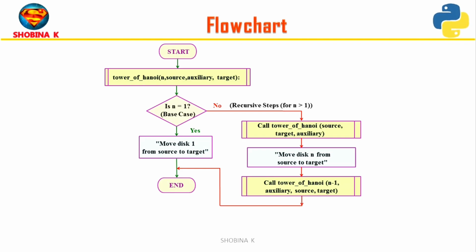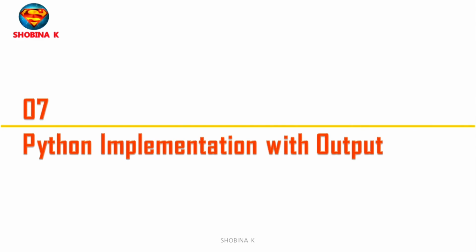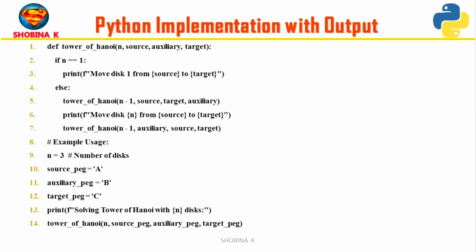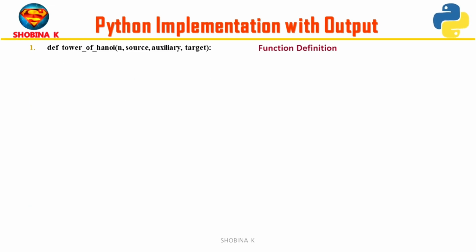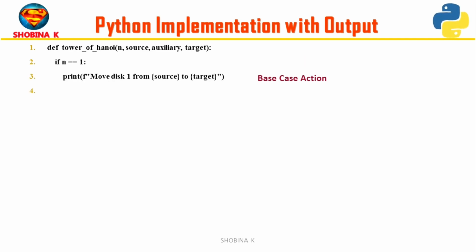And so far we have seen the flowchart that helps to visualize the sequence of action taken in Tower of Hanoi algorithm. And here is the Python implementation for Tower of Hanoi algorithm. In line 1, we declare a function named Tower of Hanoi, which take 4 parameters: n, source, auxiliary, and target. Line 2 is base case check. It checks if there is only one disk, that is n equals 1. If it is true, it executes the block of code within this if statement.